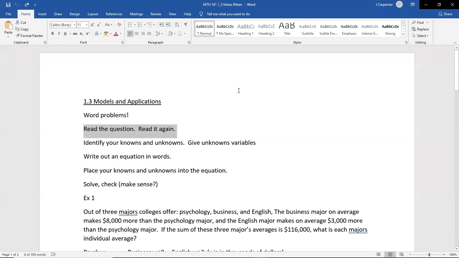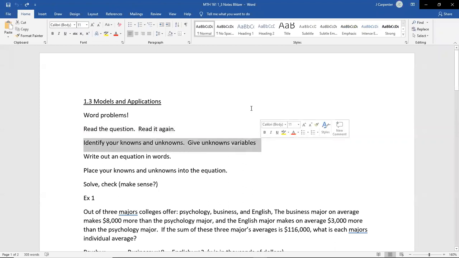Highlight the things that you believe are important. Then go through and identify what you know and what you don't know. And generally the things that you don't know, you're going to call them variables. X, Y, Z. Maybe you want to just use X in different ways. Maybe you want to use X and Y. I mean, it's up to you how you're doing things.